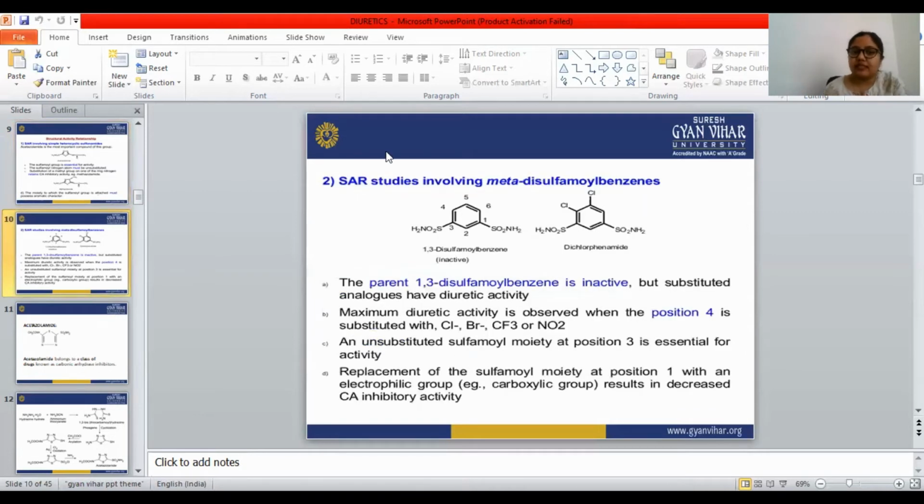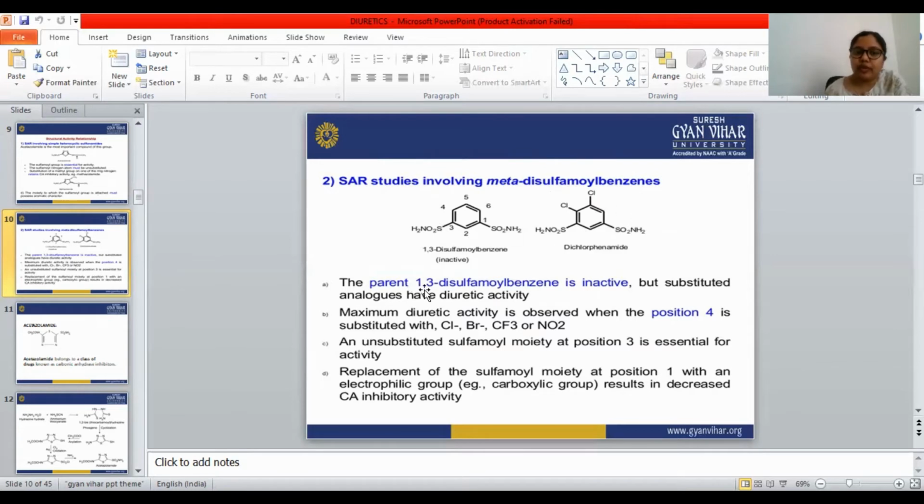Next is the SAR of the meta-disulfonyl benzenes. Carbonic anhydrase inhibitors are categorized in two categories. First we have seen the heterocyclic sulfonamides, and this is the meta-disulfonyl benzene. Some carbonic anhydrase drugs have a sulfamyl group on a heterocycle and some have the benzene ring. In this category, the drugs have the benzene ring.